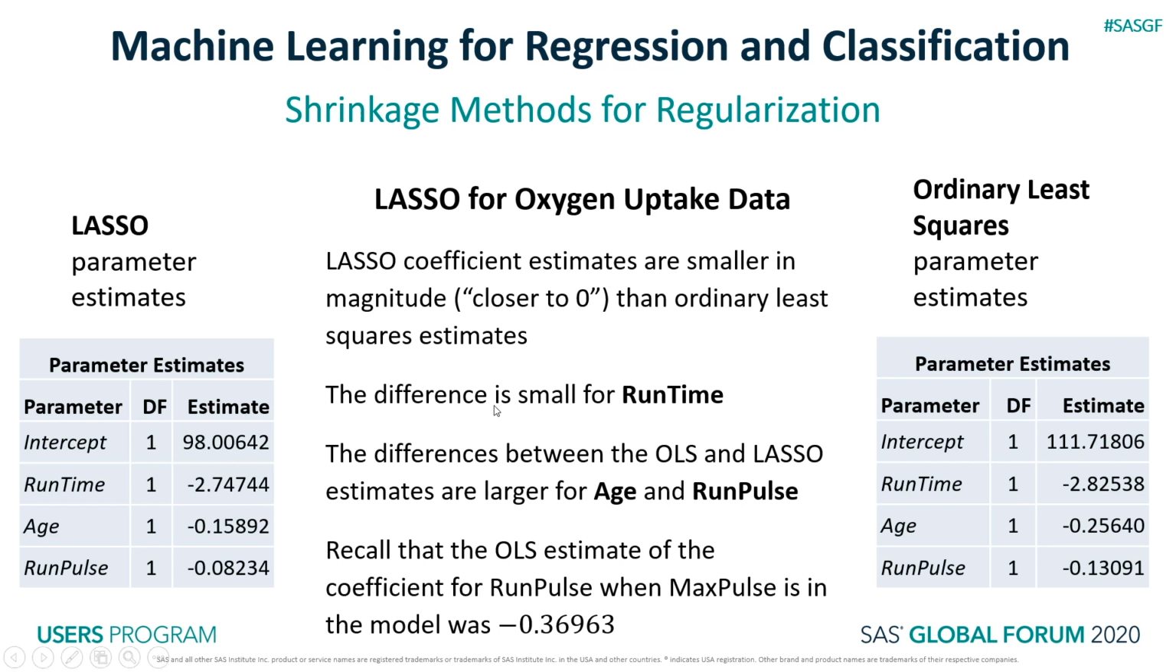Recall that the ordinary least squares coefficient for run pulse when max pulse was in the model was minus 0.36, and here you can see the ordinary least squares estimate when there are only 3 variables is minus 0.13, and when we use the LASSO parameter estimates, minus 0.08, so much smaller in magnitude, because those parameter estimates for run pulse and max pulse were very substantially inflated by the collinearity of those 2 variables.